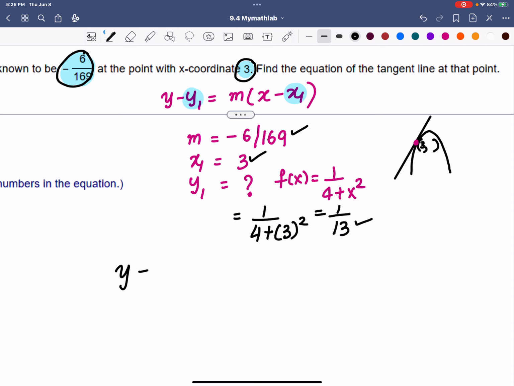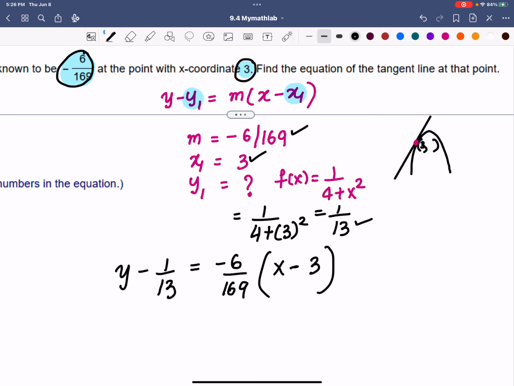y minus y1 is 1 over 13, is equal to slope negative 6 over 169, parentheses, x minus x1 is 3. Bingo. That's the equation of your tangent.